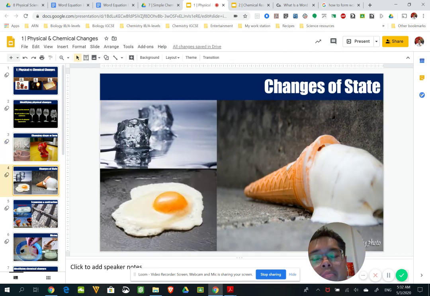We have spoken about changes of state, right? The different states of matter, and that would be solid, liquid, and gas. So as you can see over here, it only changes its physical appearance, it only changes its state, whether it's solid, liquid, or gas, they are more or less the same in terms of the substance. So we are talking about the changes of state in terms of solid, liquid, and gas.